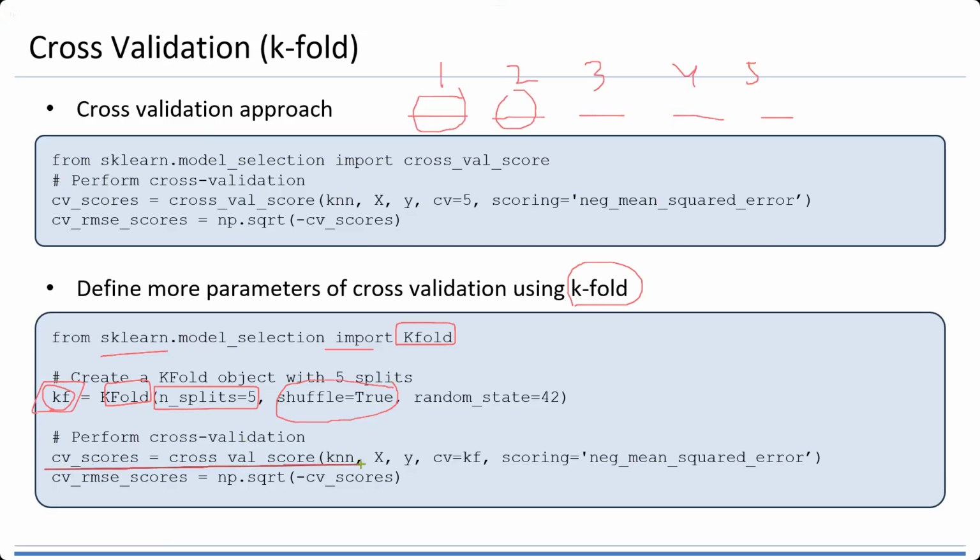And after we have this kf, we specify again the cross-validation score. So we have the model, which is the KNN. We use the X, which is all the data. We use the y, which is all the labels. And the CV means the cross-validation. We use the kf. Kf means the cross-validation folds specified with some parameters. And the scoring will be the same, the negative mean square error. If you want to get the RMSE, then you can get the square root of the negative of the CV scores.